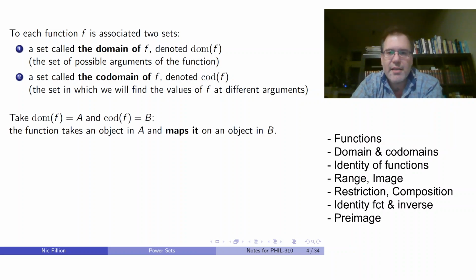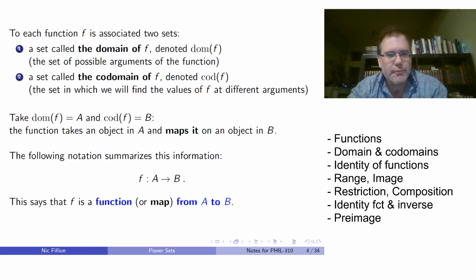So suppose we take an example where the domain of the function is the set A, and the codomain of the function is the set B. Then we're going to say that the function takes an object in A as an argument, and it associates with it an object in B, the codomain. And often we're going to use the word maps in order to establish that connection. So we're going to say that the function maps an element of the domain on an element of the codomain, or maps onto an element of the codomain.